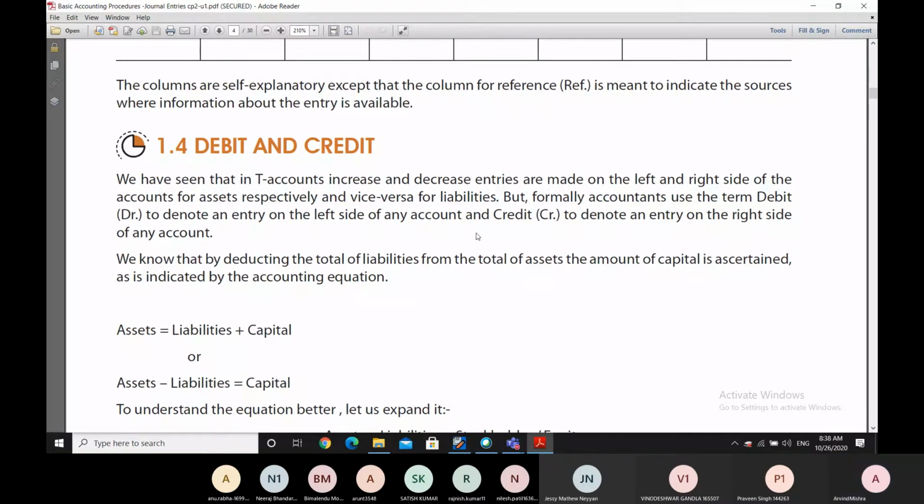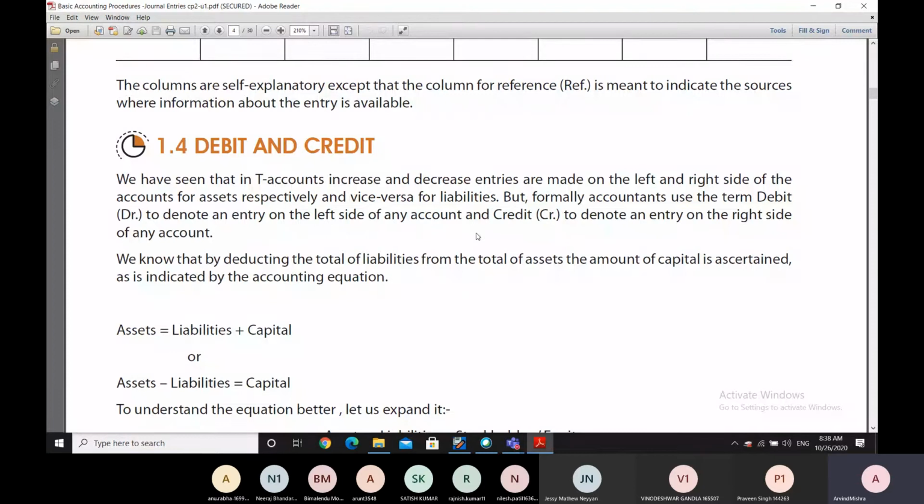So formally, this is the formal way of referring to increase and decrease, to increase and decrease on the left side or the right side. When we say debit side, what we are meaning to say is we are talking about the left side. And when we say credit side, we are talking about the right side. So debit is left and credit is right. That's all there is to it.